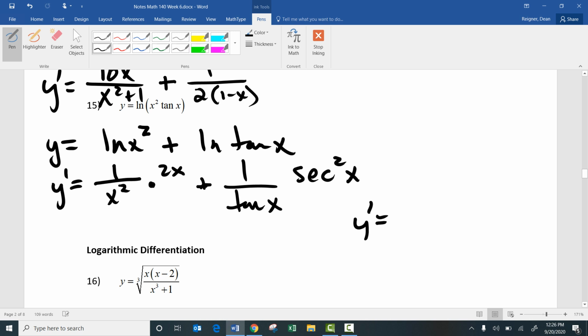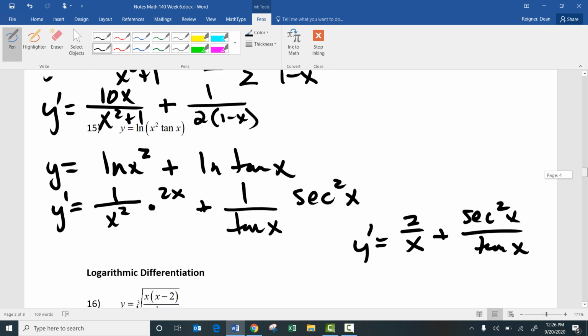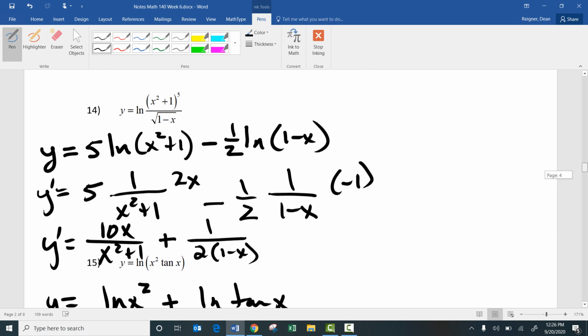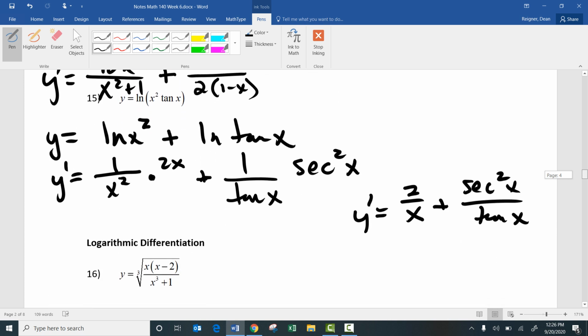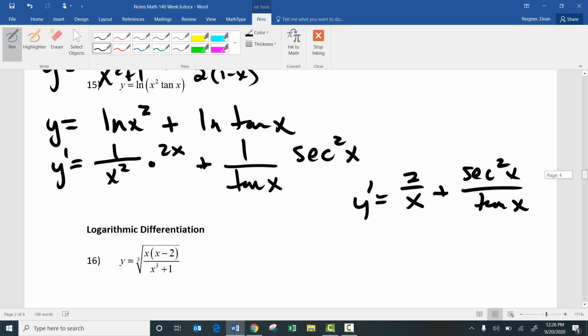So y prime is, these x's are going to cancel here, so you're going to have 2 over x plus, and then this thing you can't really do much, so we'll just leave it, secant squared over tangent. Okay. So that's the derivative of a natural log where you have to expand them. If you see a division sign with a natural log in front of everything, you want to expand it. Same thing, if you see a natural log in front of things that are multiplied, you want to add them. You want to expand them like that.